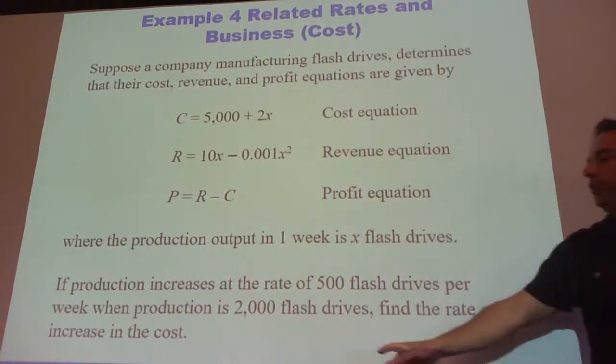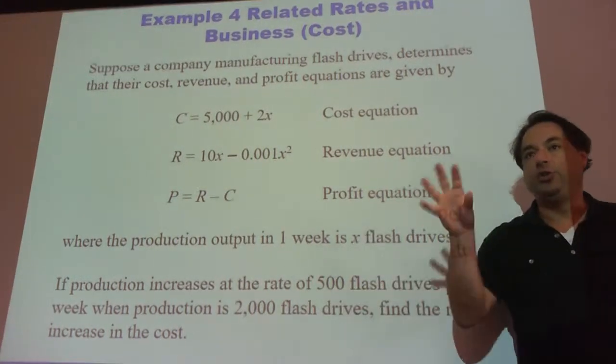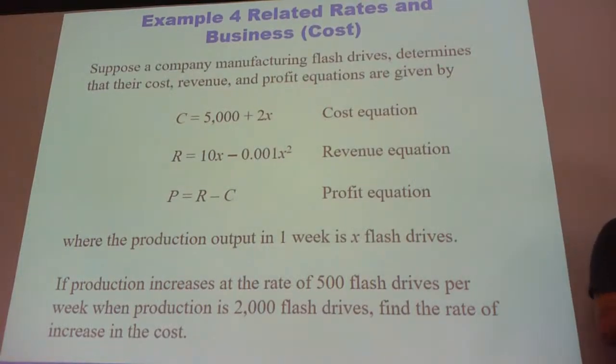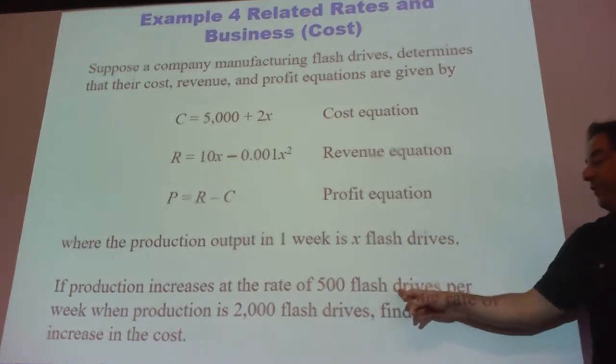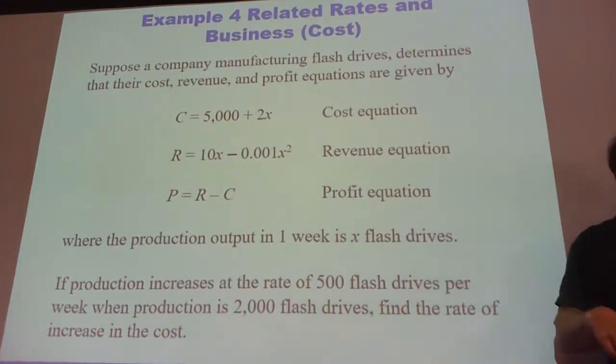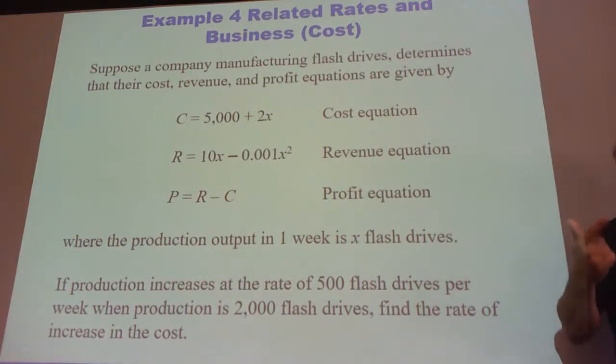So when I talk about 2,000 flash drives, is that x or is that the derivative of x? 2,000 flash drives. That's just x. That's how many flash drives. But when I talk about the rate, 500 flash drives per week, what's that going to be? That's the derivative of x.